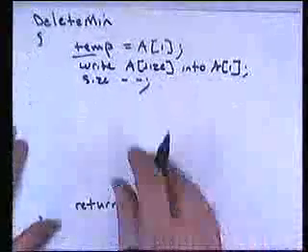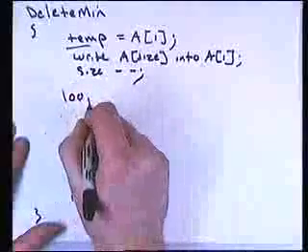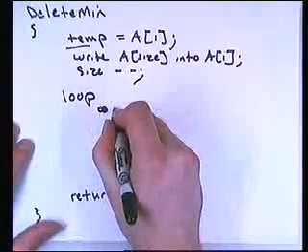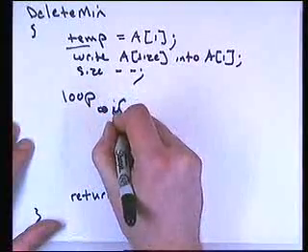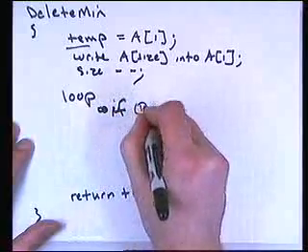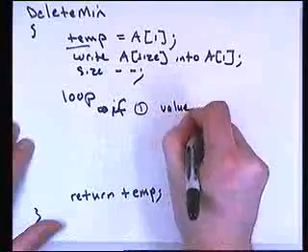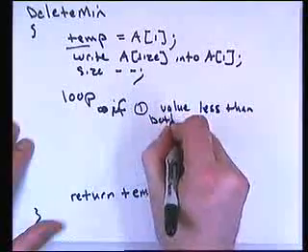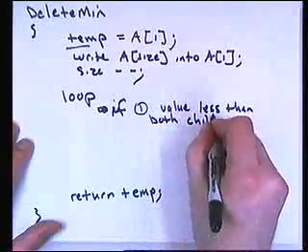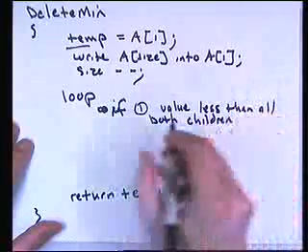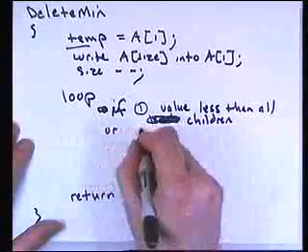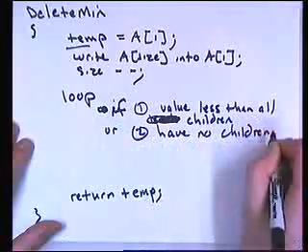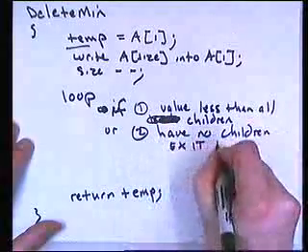So our loop here is going to be, what we will do is, if your value is less than both children, I should say less than all children, or you have no children, then again, you exit the loop.